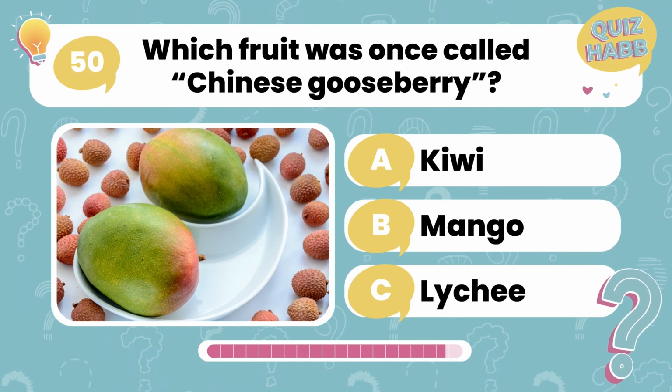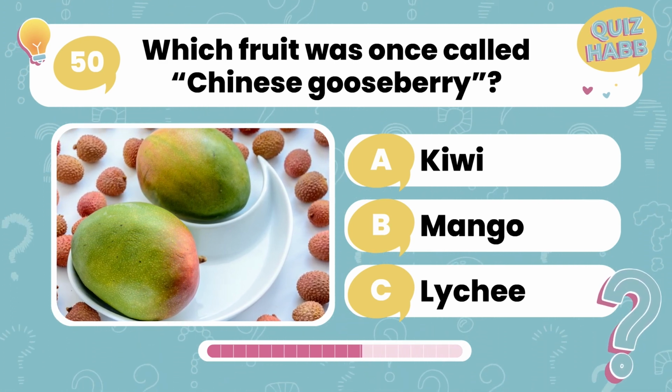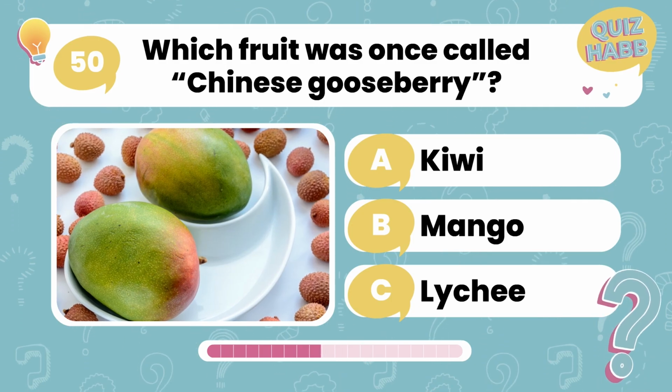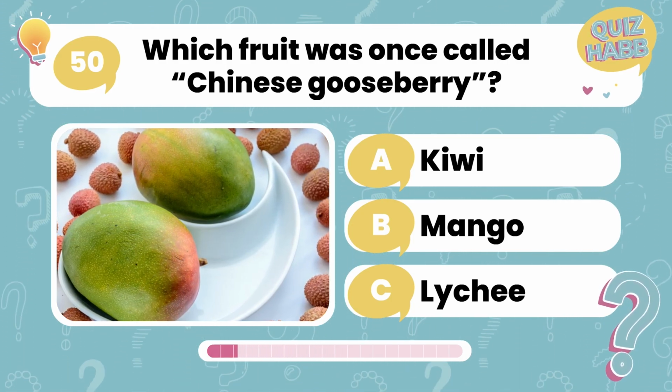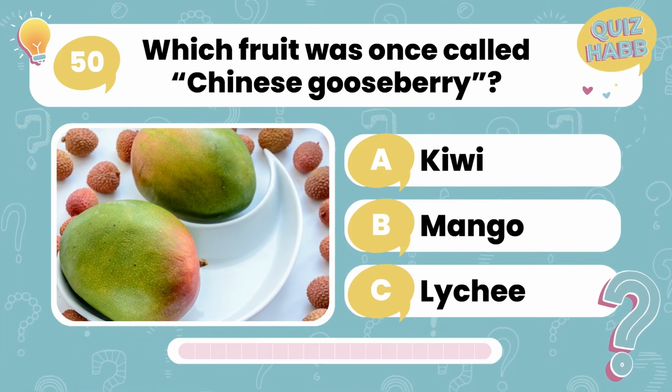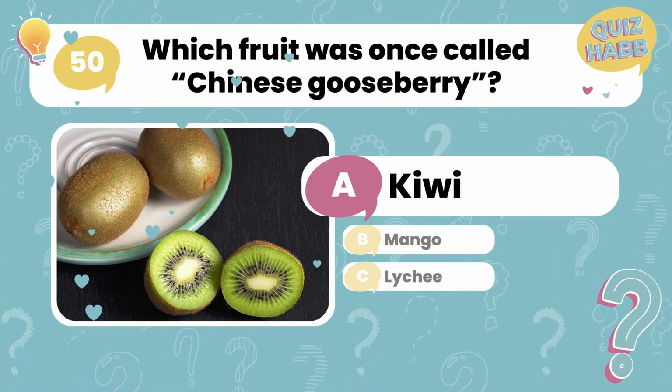Which fruit was once called Chinese gooseberry? A. Kiwi. B. Mango. C. Lychee. Correct answer. Kiwi. Renamed when exported from New Zealand.